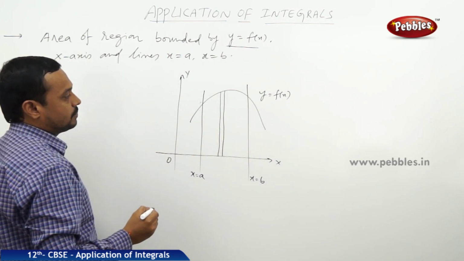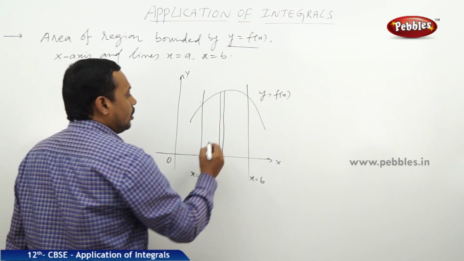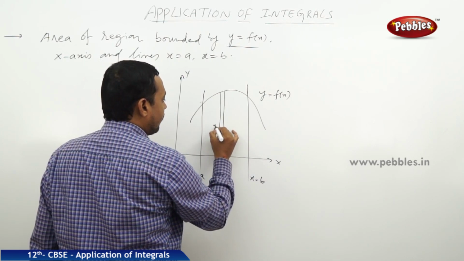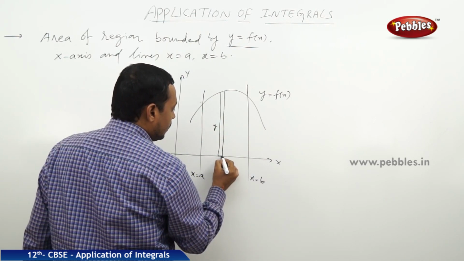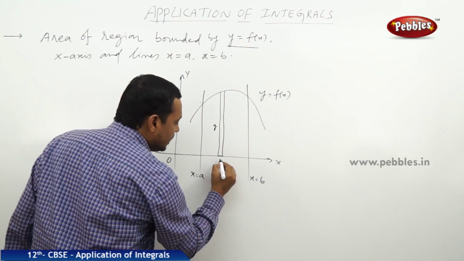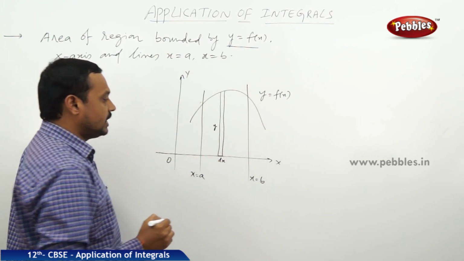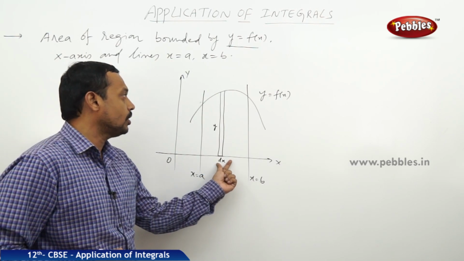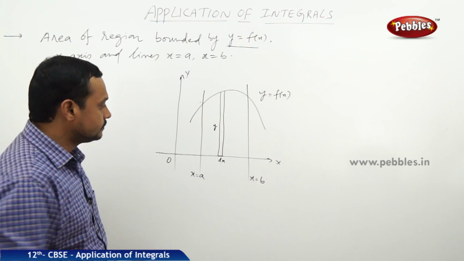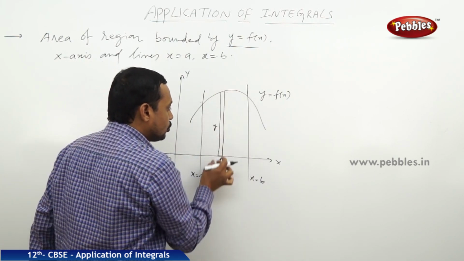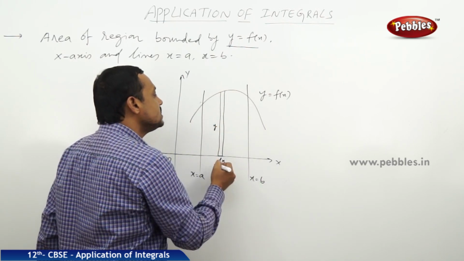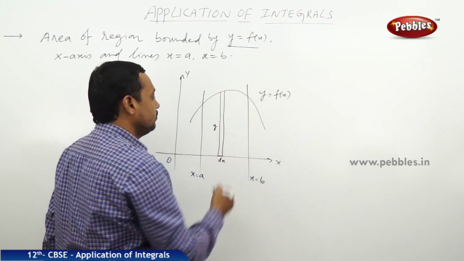It is a strip whose length or height is y and width is dx. Here dx means that it is a small negligible quantity in x. So now these two vertical lines are very much close, and y is the length of the strip.